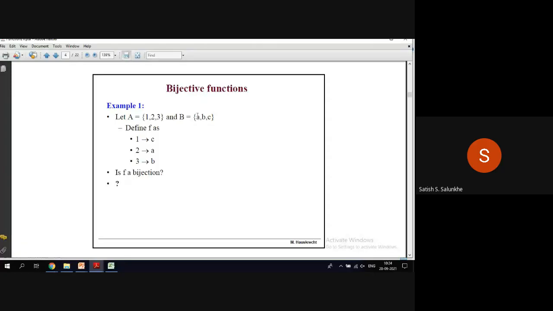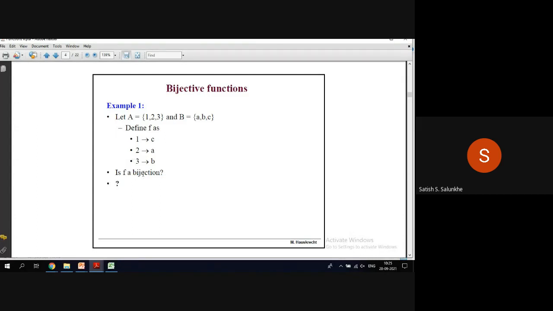So, yes or no? This is your domain, 1, 2, 3. This is your codomain A, B, C. Function f, 1 is mapped to C, B. Is it a bijective function? Yes or no? Come on, quickly respond now in the chat box.